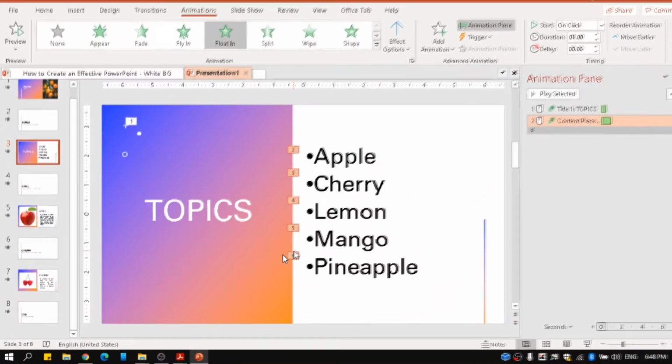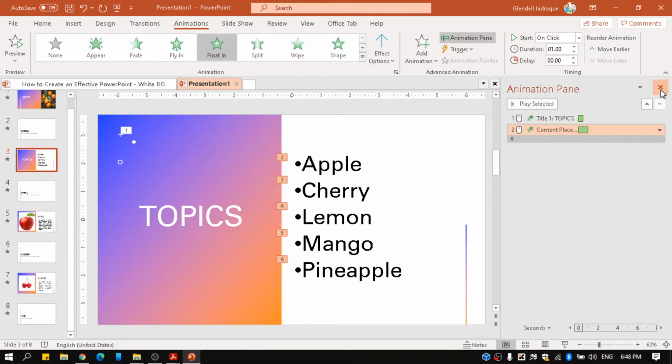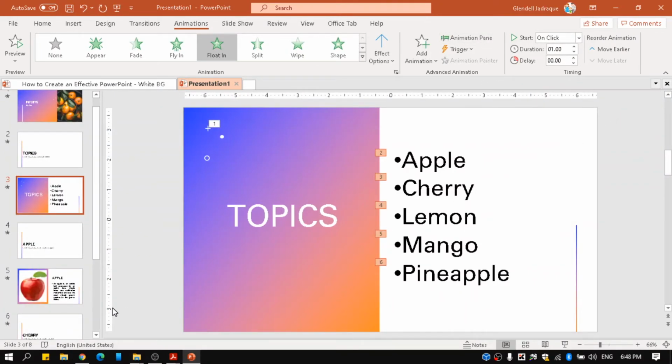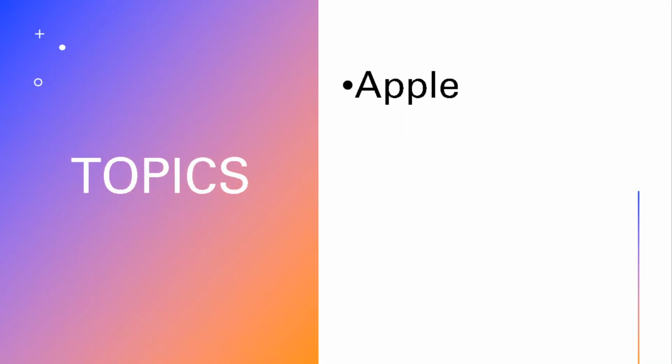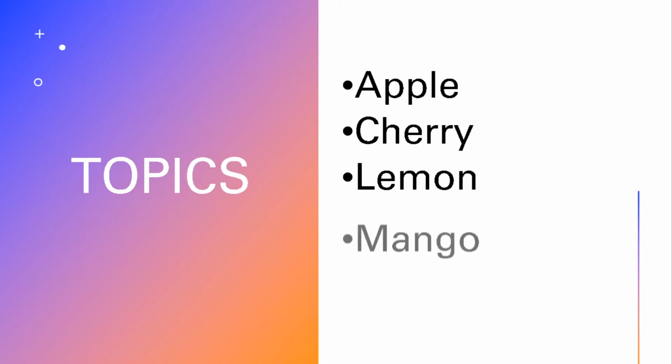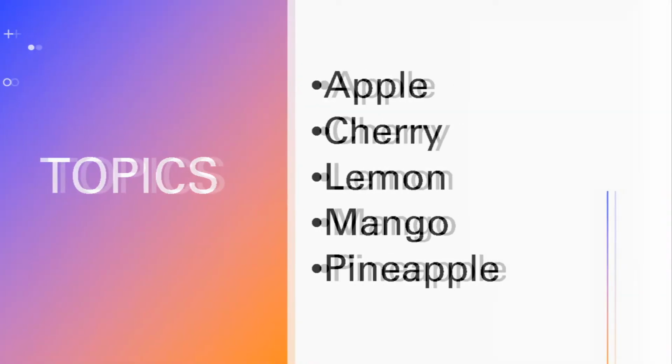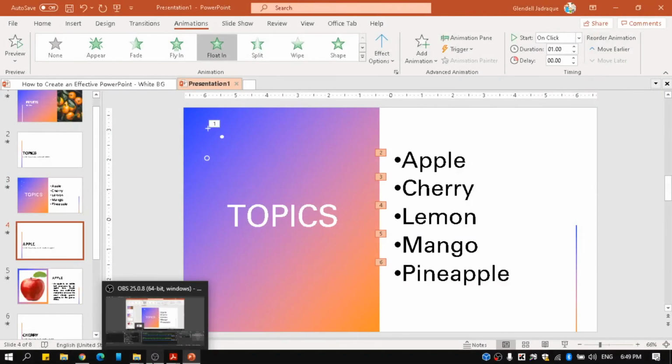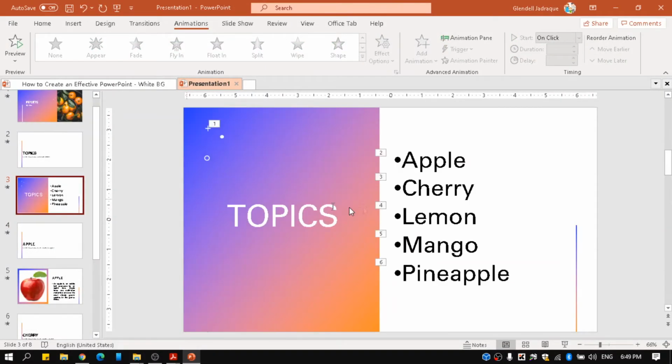Okay, so let's start a slideshow from this slide, slide number 5. So hit shift and then F5, and since everything was set to on mouse click, I need to command the presentation by clicking the mouse or something on the keyboard. Okay, so let's click. Here we go, topics. So let's talk about apple, cherry, lemon, mango, pineapple. There we go. So very well, everything here went by my command.